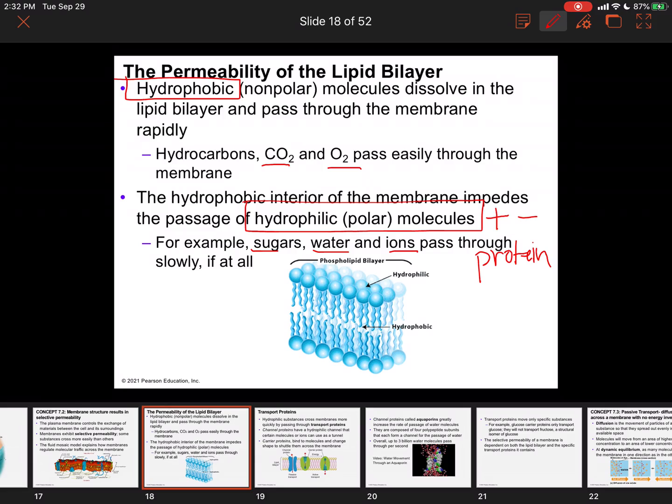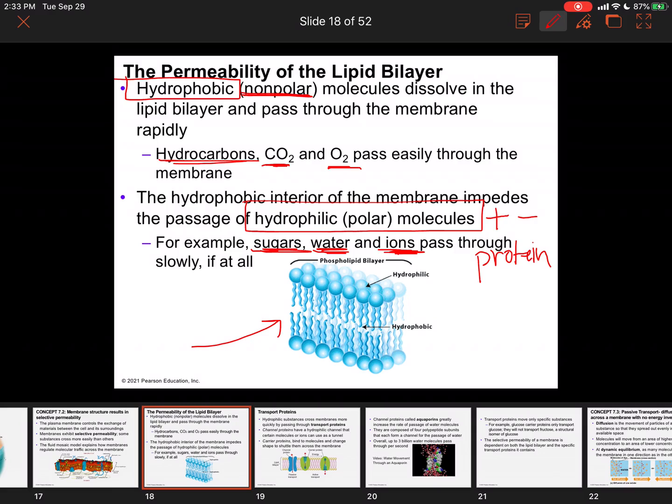Okay, so as long as it is non-polar, doesn't have a charge, and it is able to dissolve into the membrane, so hydrocarbons, which means molecules made up of carbon and hydrogen, carbon dioxide and oxygen, can just move through the membrane. These other ones, sugars like glucose, water, and ions like sodium and potassium, will all have to move with the help of a protein to get through this phospholipid bilayer.